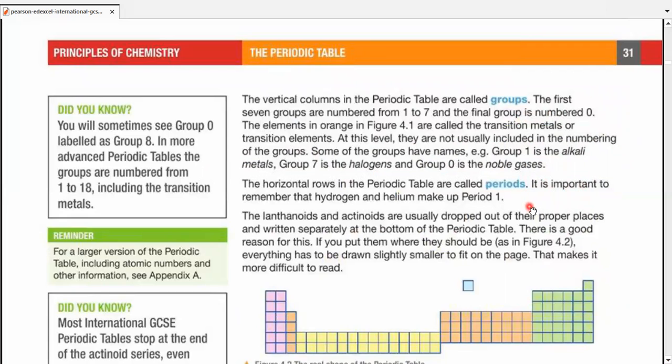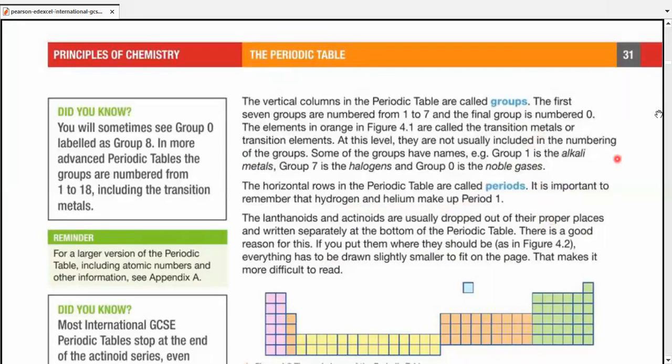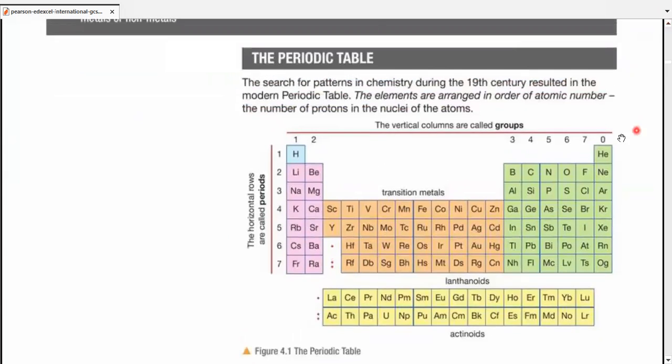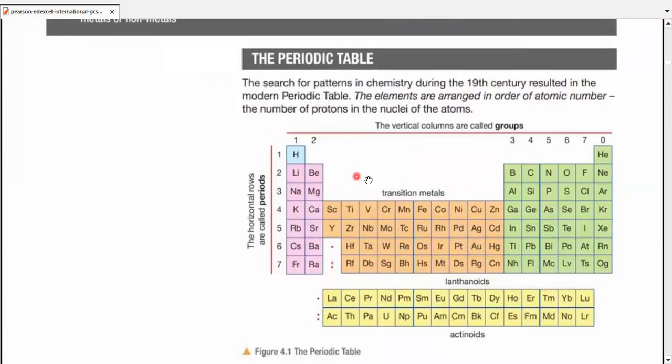Now, horizontal rows in the periodic table are actually called periods. It is important to remember that hydrogen and helium make up period 1. Let me clarify a little bit. This is period 1. We have hydrogen on the extreme left and helium on the extreme right-hand side. So period 1 has only 2 elements. If we talk about period 2, we have lithium, Li, Be, beryllium, and moving all the way to the right-hand side, boron, carbon, nitrogen, oxygen, fluorine, and neon. So we have a total of 8 elements in period 2.